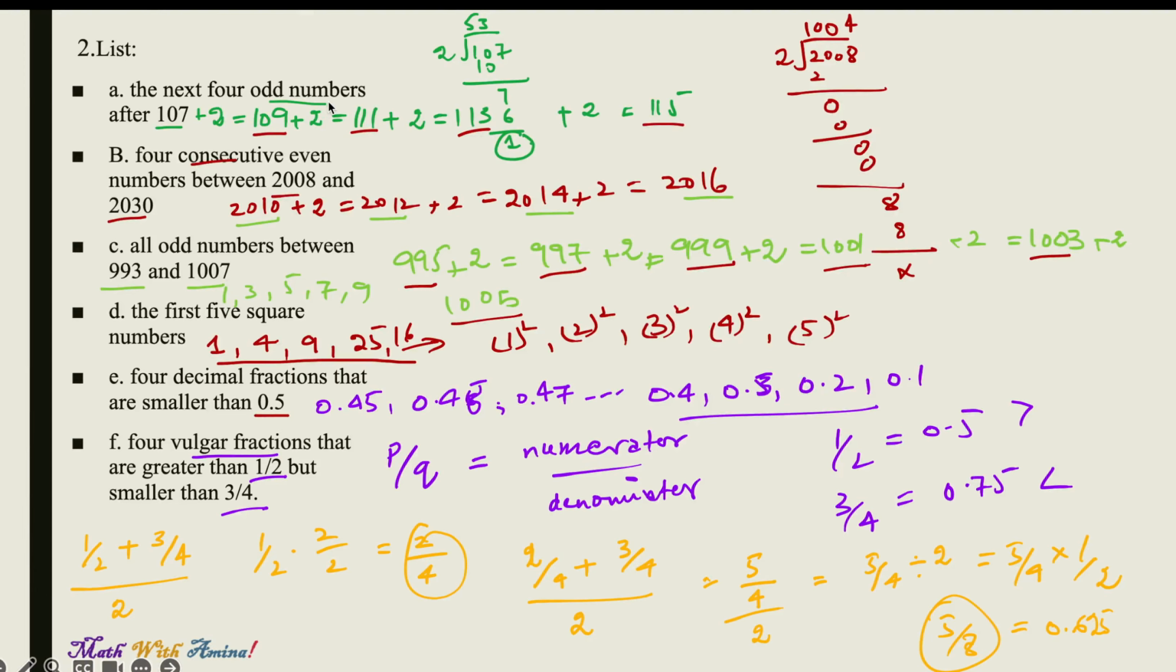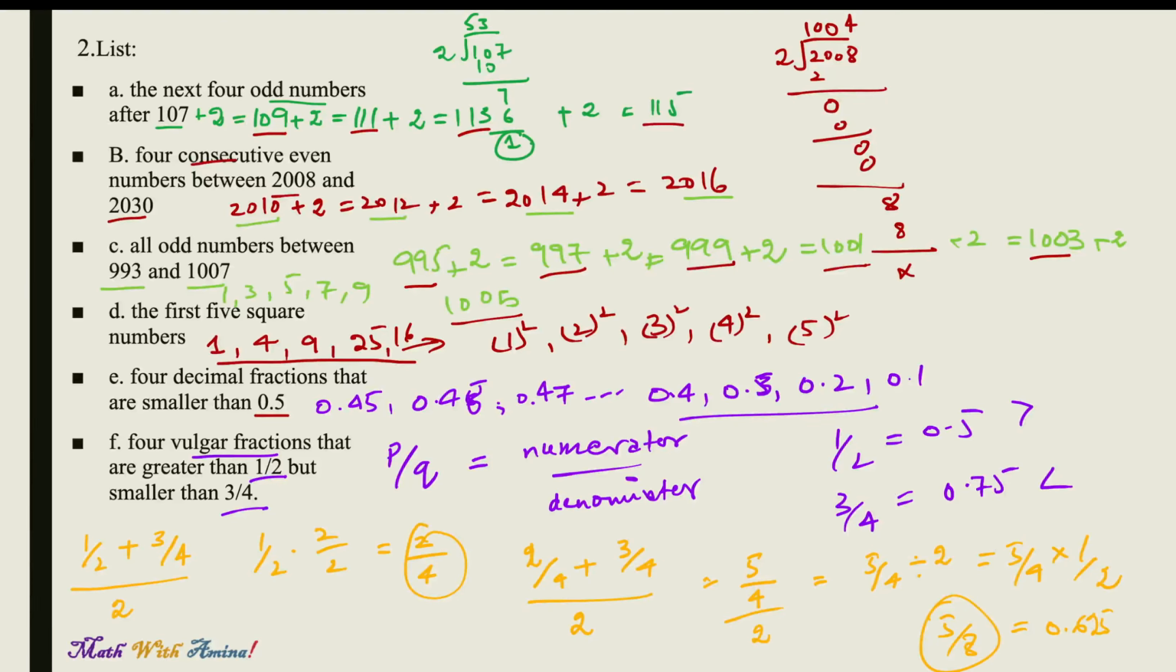Odd numbers, we define them as the numbers that are not completely divisible by 2. We always have 1 as a remainder. In here we are given 107, which is an odd number, so if we divide it by 2 in here as I have shown it, we always get a remainder of 1.